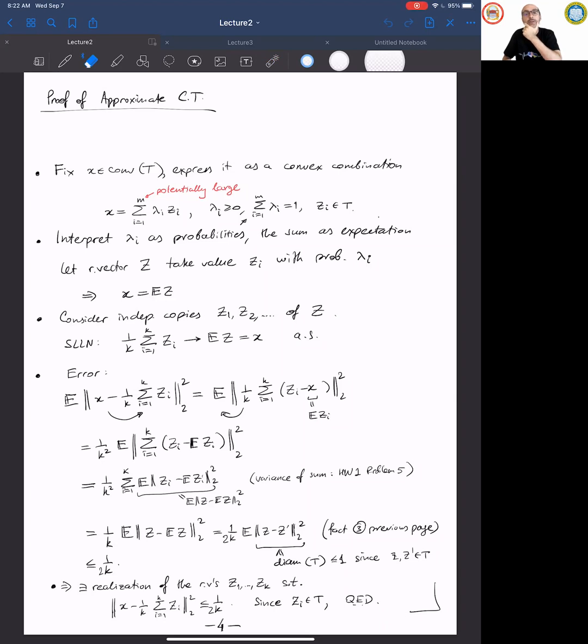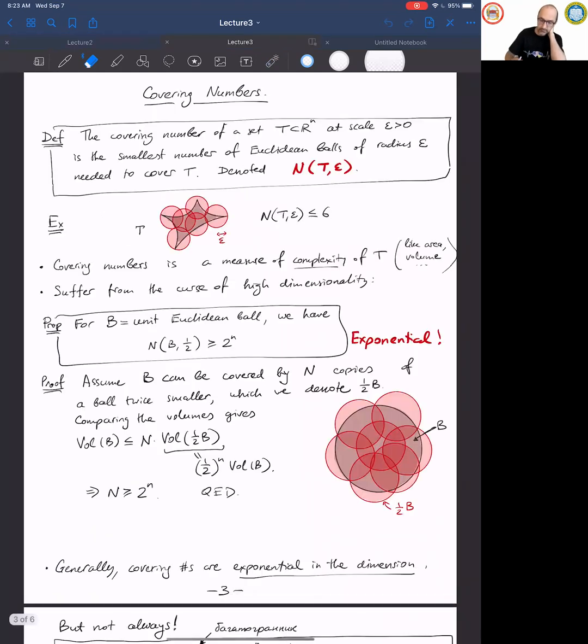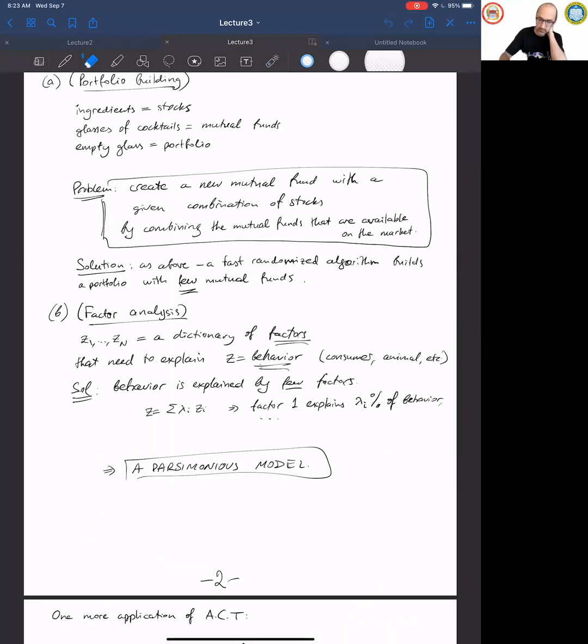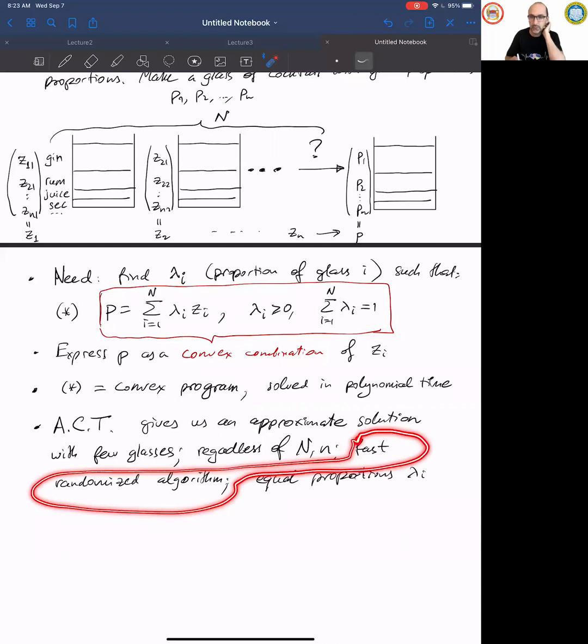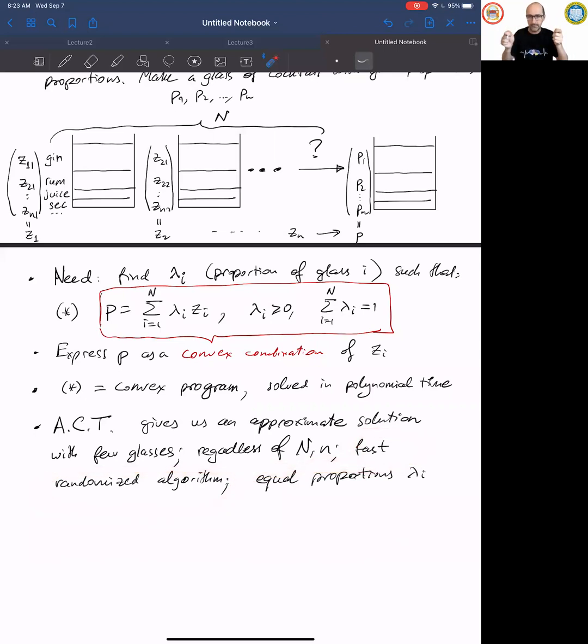So maybe I should make this less optimistic. So it is not so much a fast randomized algorithm. What you have to do is you still have to solve the convex problem first, I think, to make that convex combination. And then you can improve it. And after you improve it, you have a few number of glasses and you mix it in equal proportions.